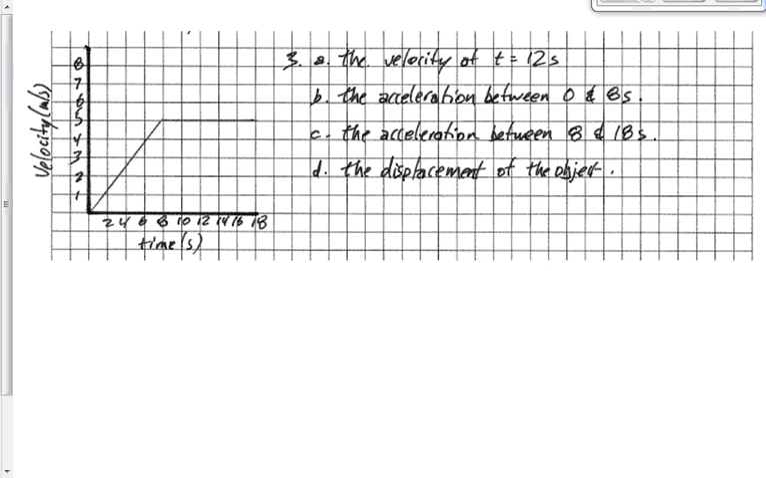Next question, third one. The velocity at 12 seconds, easy enough. Up and over. 5 meters per second. The acceleration between 0 and 8. Well, it's y2 minus y1, 5 minus 0, over x2 minus x1, over 8 minus 0. 5 over 8 is 0.625, I think.